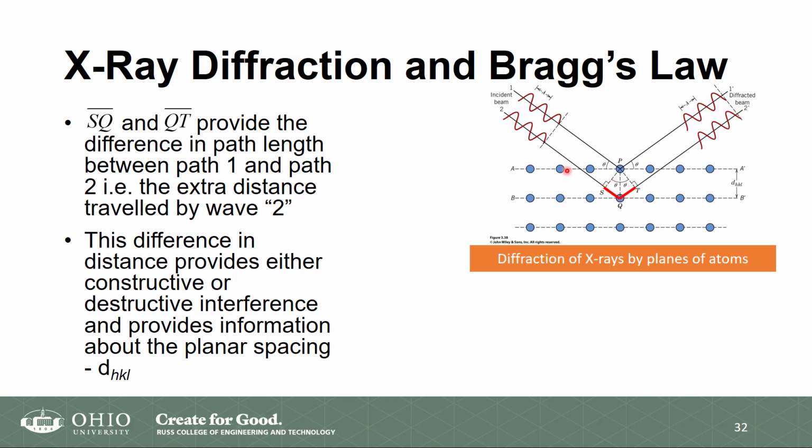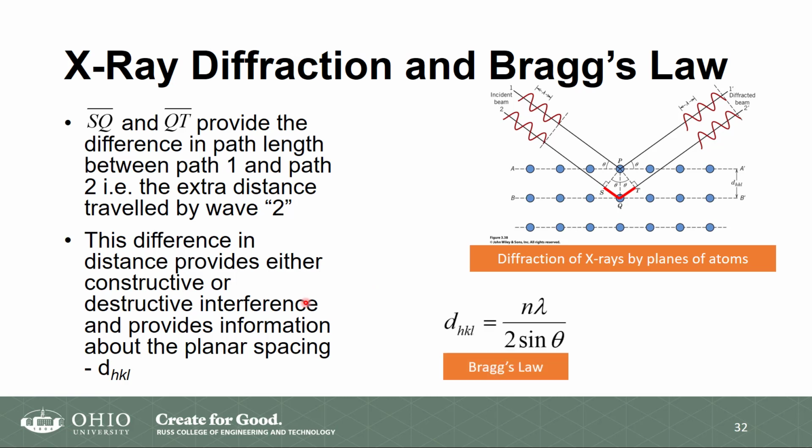And this distance determines what we call constructive or destructive interference. Basically, this extra distance helps us determine whether these two waves are going to add up together, so that they're constructive, or whether they're going to completely cancel each other out, so that's destructive. Whatever happens with this extra distance is what we base our detection on.